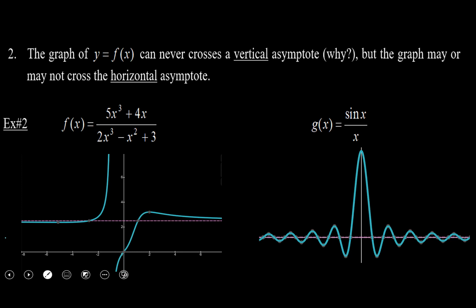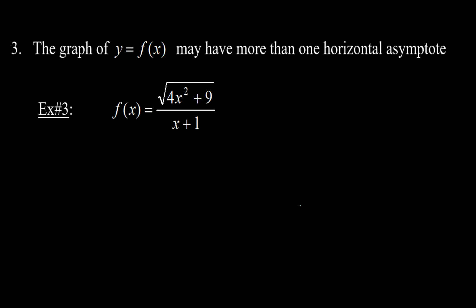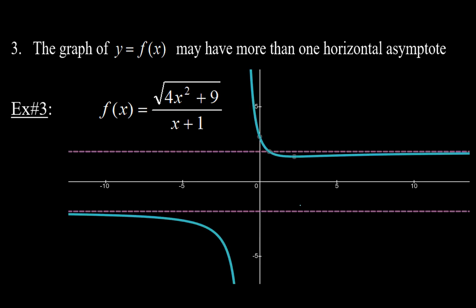These are two examples of functions with horizontal asymptotes. The first one has a horizontal asymptote at 2.5. And the second one has a horizontal asymptote at 0 for both sides. Some graphs may have more than one horizontal asymptote. For example, this function, if you were to graph it, we actually see two of them. We've got one horizontal asymptote at positive 2 and one horizontal asymptote at negative 2.